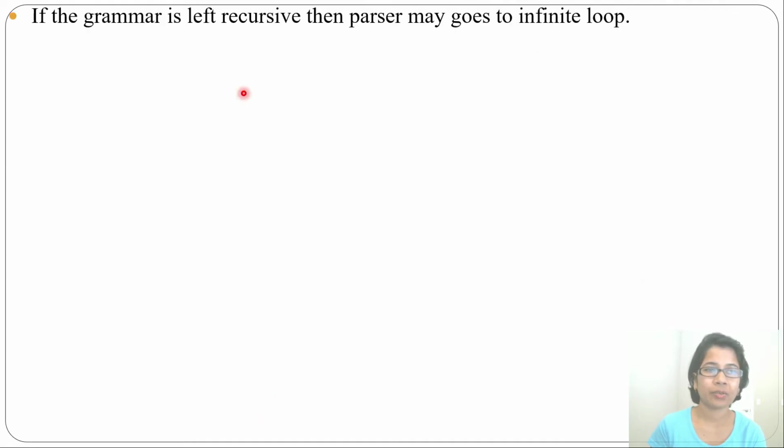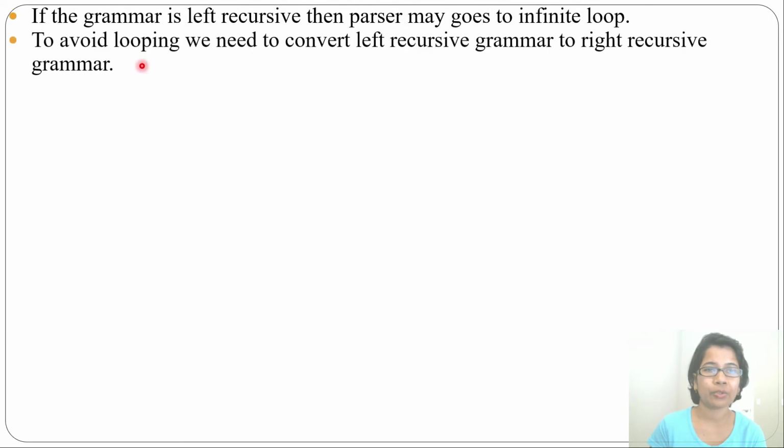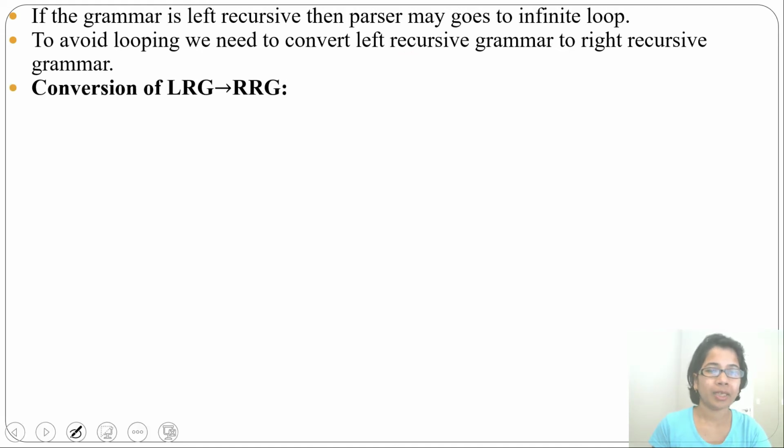Right recursion is okay, but in case of left recursion, there is a chance of an infinite loop. For top-down parsing, the grammar should be free from ambiguity, left recursion, and common prefixes. So before doing top-down parsing, first you should remove the left recursion. To avoid looping, we need to convert left recursive grammar to right recursive grammar. Let's convert left recursive grammar to right recursive grammar.